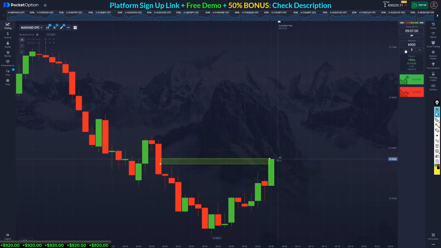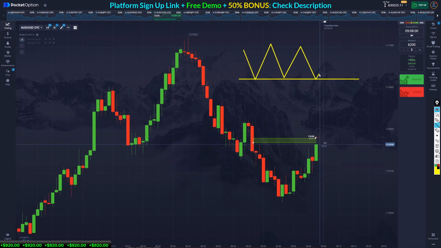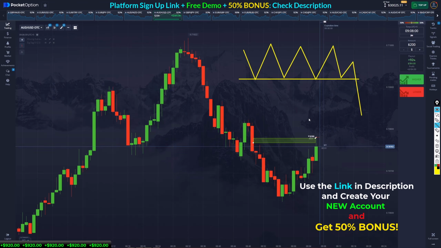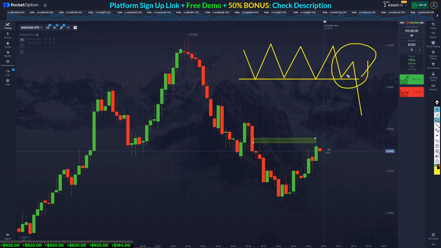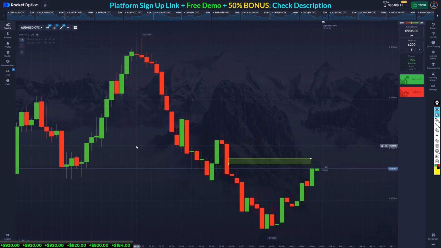All right, I'm taking this one very small, very small, because this is not a very nice support. It's not very respected, right? If we were facing something like this, and then this one would be broken, it would be nice, okay? Then we would look for a decision point inside of it. But in this case, we only have a couple of inconsistent touches right here. That's why I wouldn't really love this.